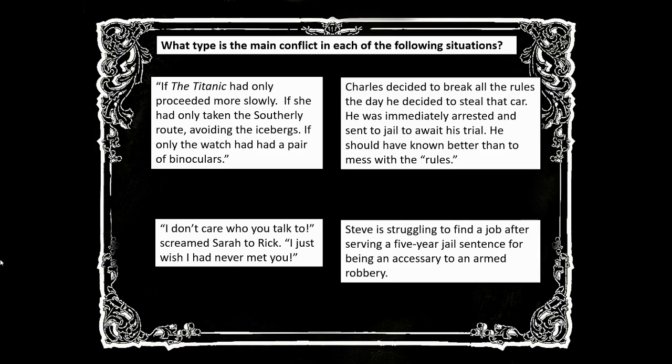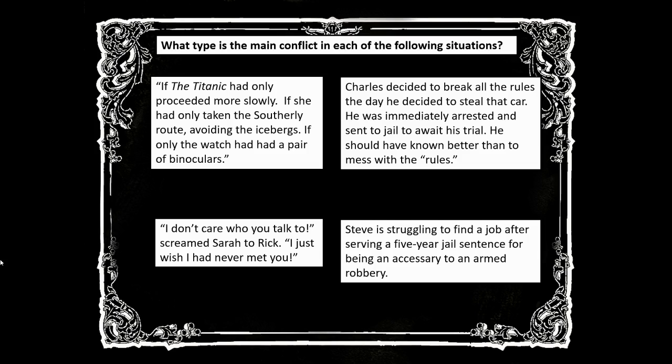So let's practice a little bit. What I'm going to do is read a situation, and I want you to tell me what type of conflict is represented in each of the following situations. So you might want to get out your journal, or get a piece of paper, something to write with, and just jot these down as we go along. So I think I have 8 of them. So let's look at the first one.